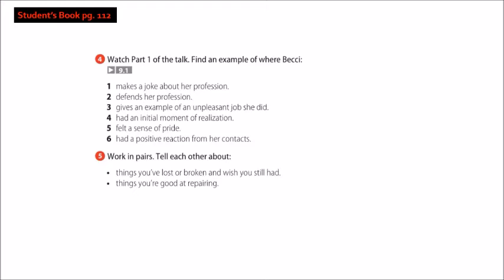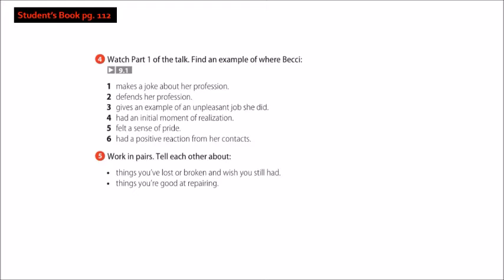Number 4, had an initial moment of realization. So that would be, I realized that these photos were such a huge part of the personal loss these people had felt. Number 5, felt a sense of pride. So I couldn't help but think, as a retoucher, that I could fix that tear and mend that scratch. Right? And number 6, had a positive reaction from her context. By morning, the response had been so overwhelming and so positive. So she mentions that she posted something on Facebook and that day she had quite a few responses, right?